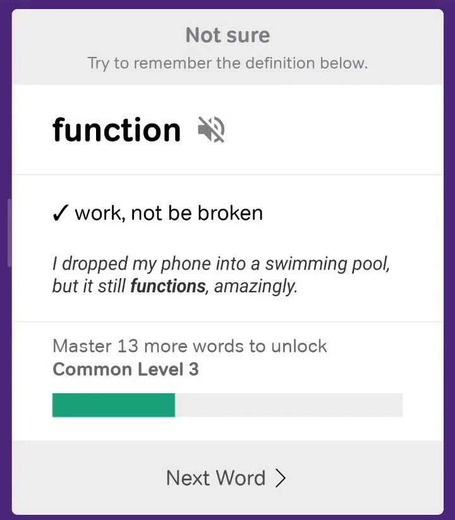Function. Work, not be broken. I dropped my phone into a swimming pool, but it still functions amazingly.